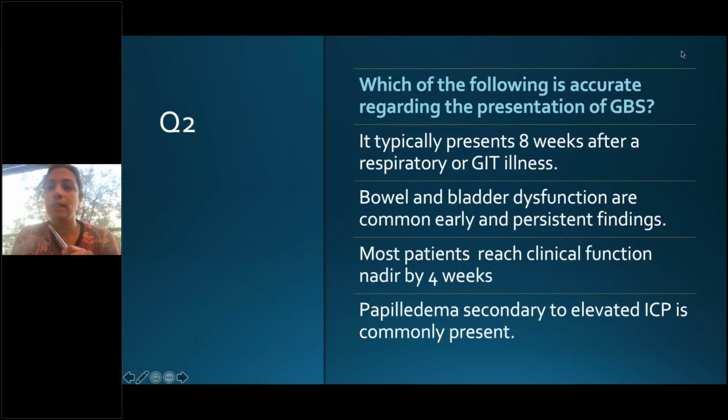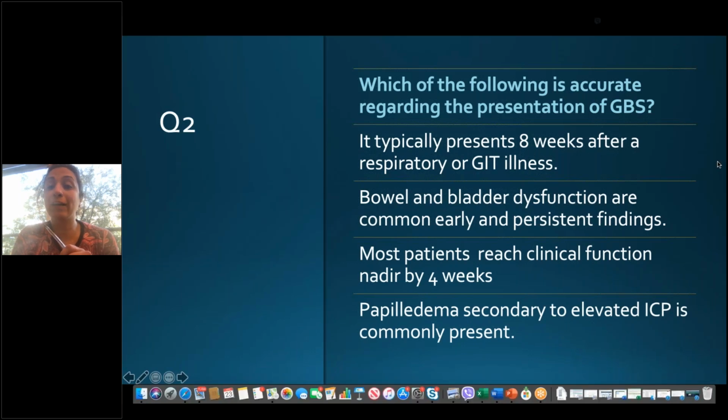Which of the following is accurate regarding the presentation? Number 1, they typically present 8 weeks after respiratory or GIT illness; bowel and bladder dysfunction are common and early; most patients reach clinical function nadir by 4 weeks; and papilledema secondary to elevated intracranial pressure is common.